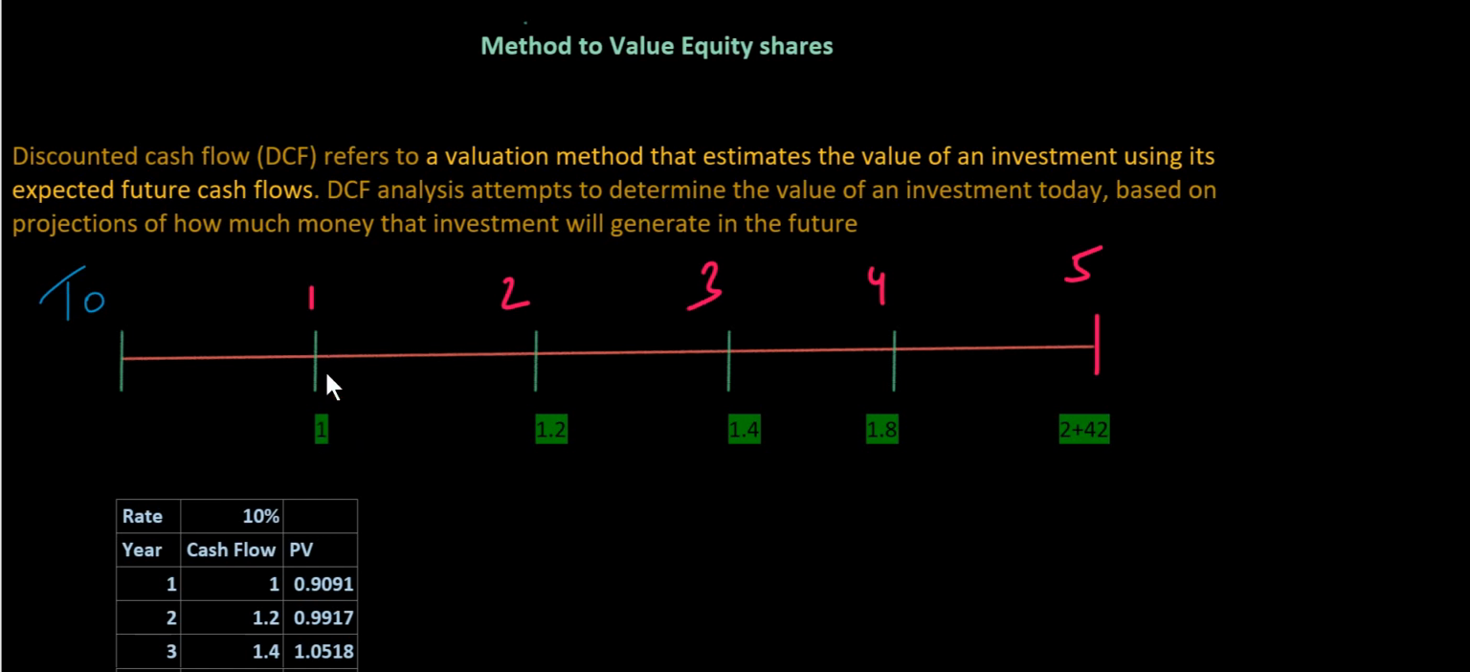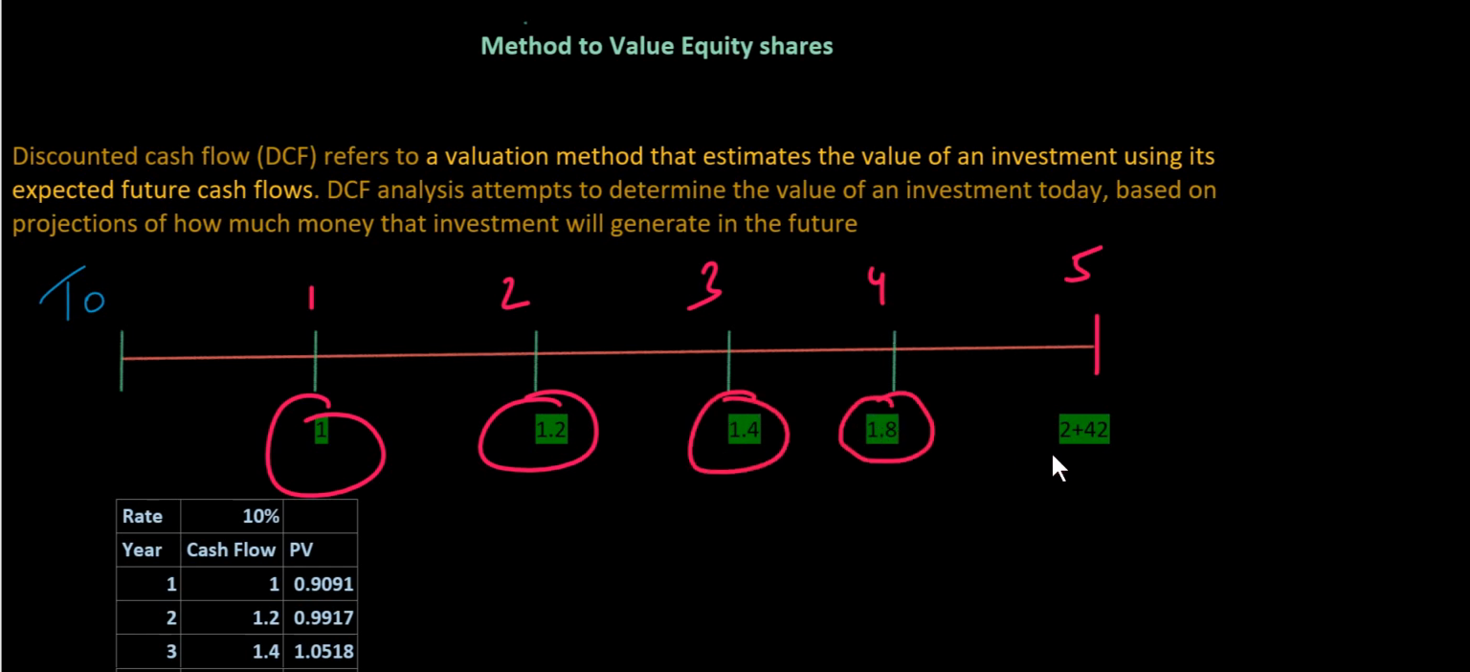Let's say I forecasted my dividend of year 1 as $1, year 2 dividend as $1.2, year 3's dividend as $1.4, year 4's dividend as $1.8, and year 5's dividend as $2. And after that, I forecasted that the price at year 5 will be $42. This price is known as terminal value. That is my price at year 5. I assume the price after 5 years will be $42. It is based on a formula which we will discuss later.